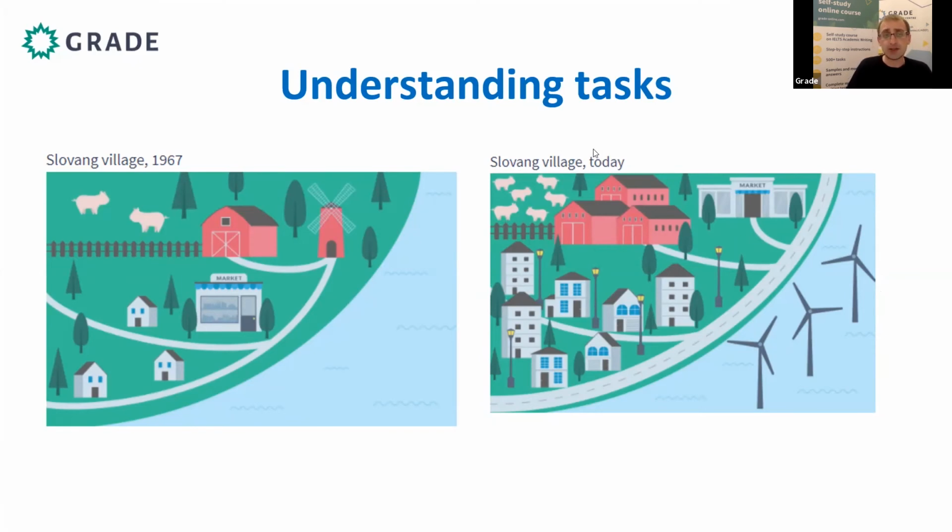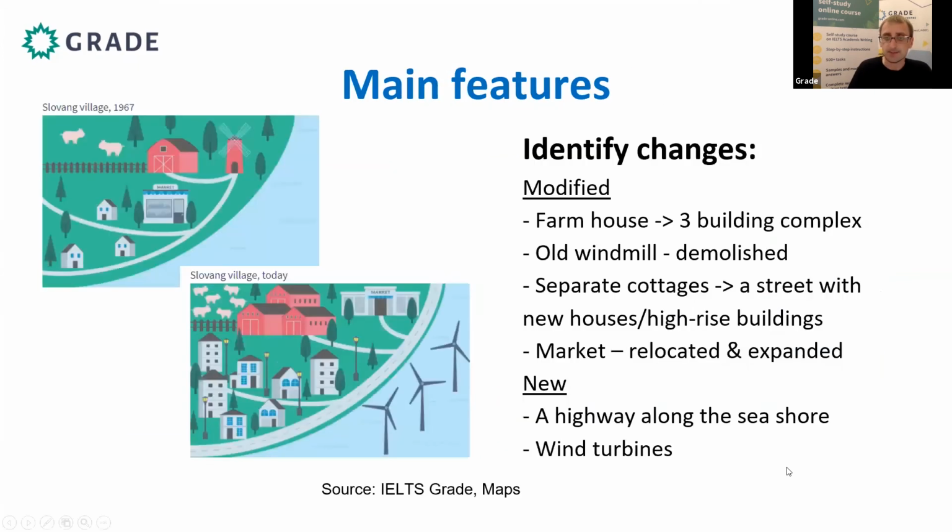Okay. To help you see more of these changes, right? Resources for energy, right? Let's have a look at this slide. So basically, we can talk about farmhouse, we can talk about old windmill, we can talk about cottages, the market itself, and a highway, as well as wind turbines. If we talk about these changes, we can actually group them by the changes, that basically something has happened to these objects, or new objects have appeared.